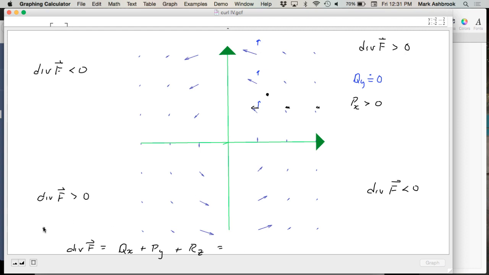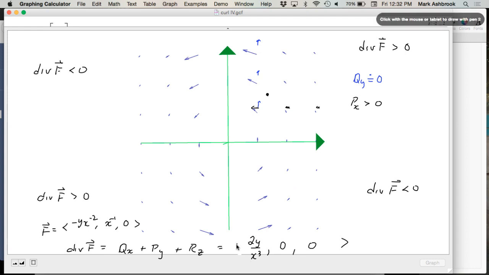What was the original vector field? Do you have it written down? Yeah, negative y over x squared. 1 over x. Okay, so what's the partial of this with respect to x? 2y over x cubed. Partial of this with respect to y? 0. So, in the first quadrant, x and y are both positive. Oh, so this is not a vector. Sorry, guys. Told you. Plus.